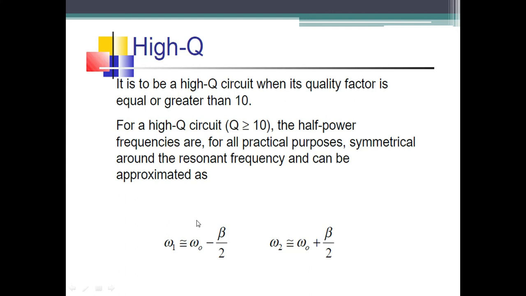Then how do we find them? Here omega 0 minus omega 1, the lower cutoff frequency, is beta by 2, and omega 2 minus omega 0 is plus beta by 2. Then we calculate omega 1, which is equal to omega 0 minus beta by 2, and omega 2 is approximately equal to omega 0 plus beta by 2.